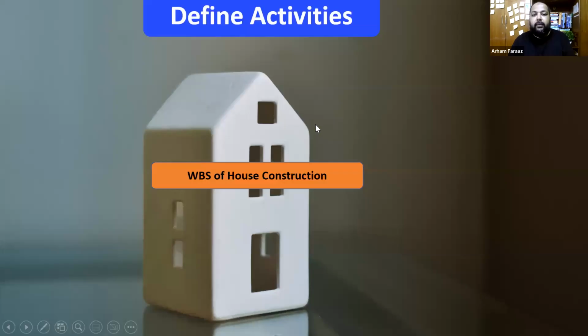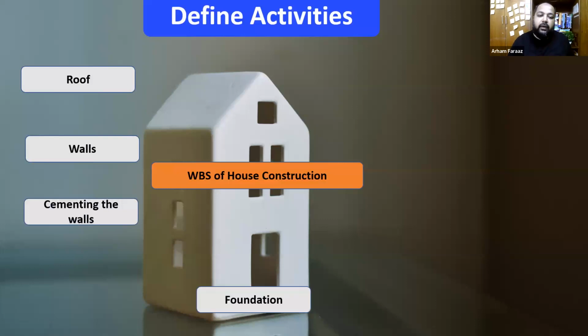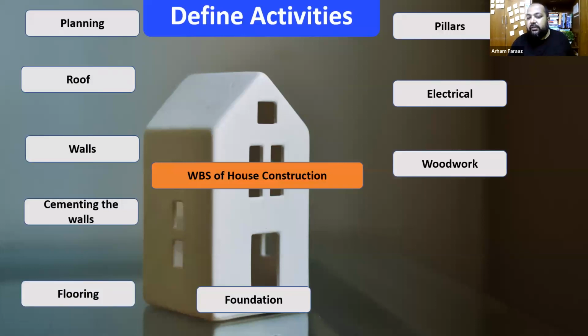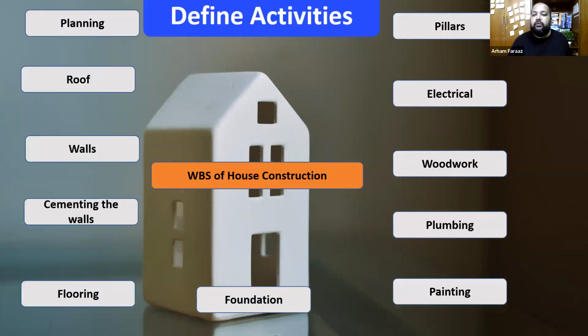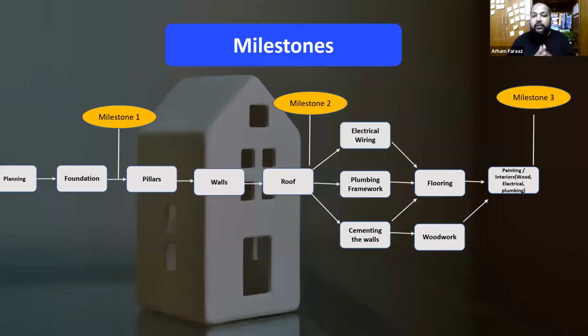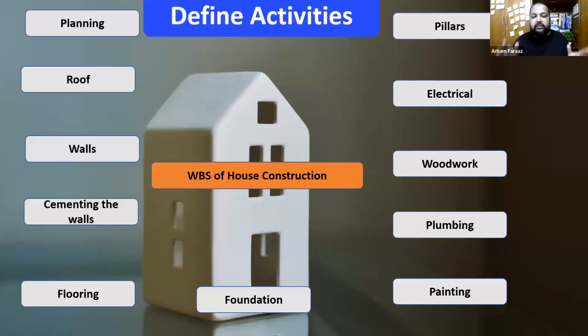Okay, let's go ahead. Now, define activities. We already saw these define activities of building a house. Now, I want to help you understand more of this. Okay, so these are the list of activities: planning, roof, wall, cementing, flooring, foundation, plumbing, woodwork, electrical, pillars, when you're trying to build a house. Now, I want to explain some tools and techniques when defining activities, right? So one is the activity list. That's the list of activities which you saw here. This is the list of activities.